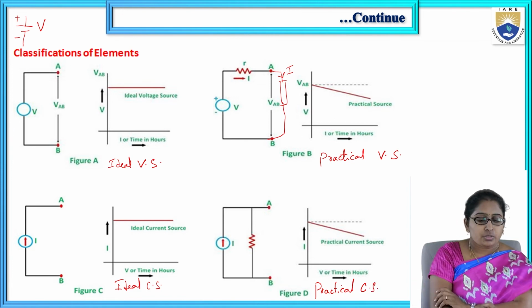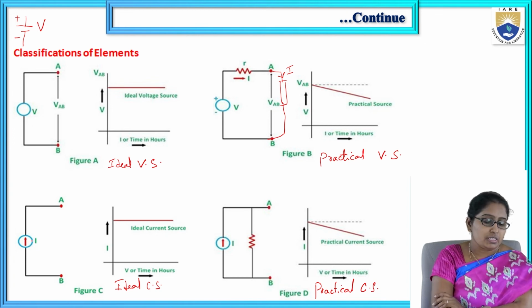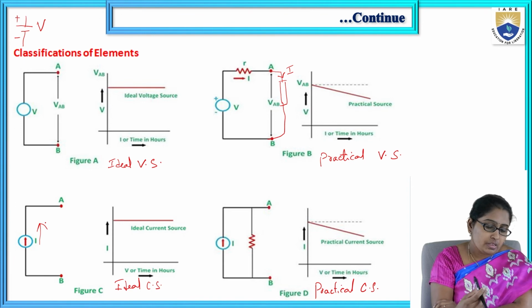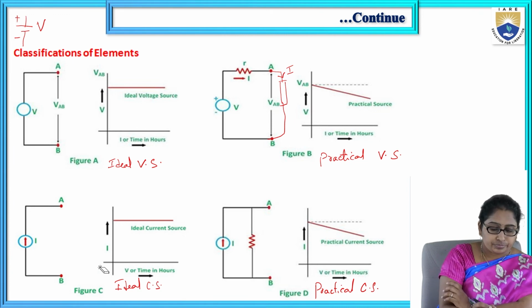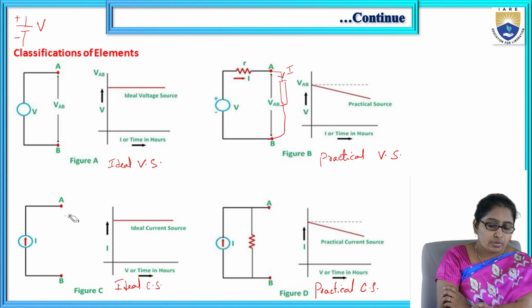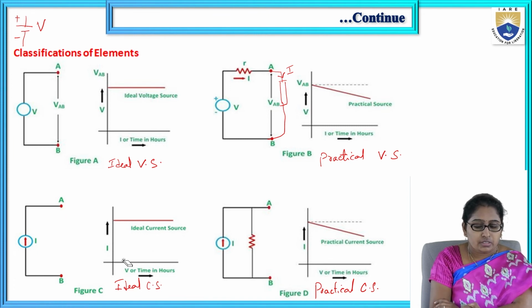Now, this is the symbol of a current source. Inside a small circle, an arrow is shown. An arrow shown upward means current flowing in the upward direction. Terminals A and B are the load terminals. Whatever the load may be, it maintains the current.